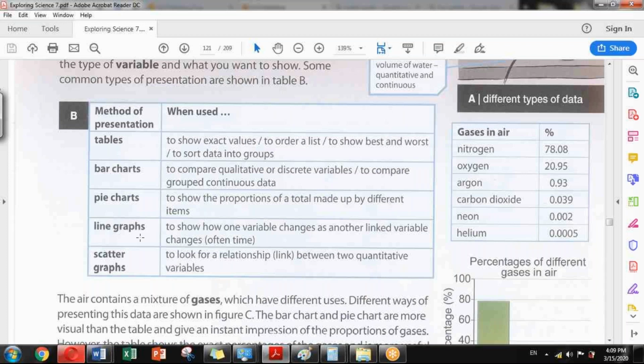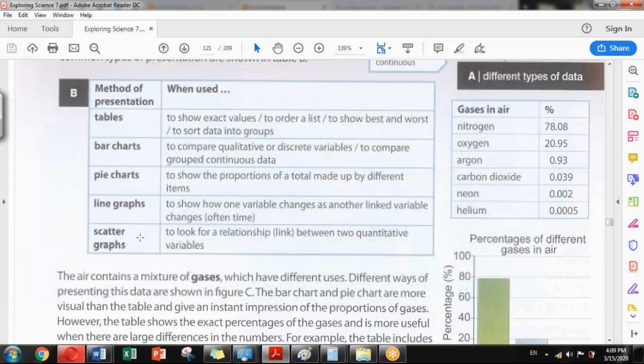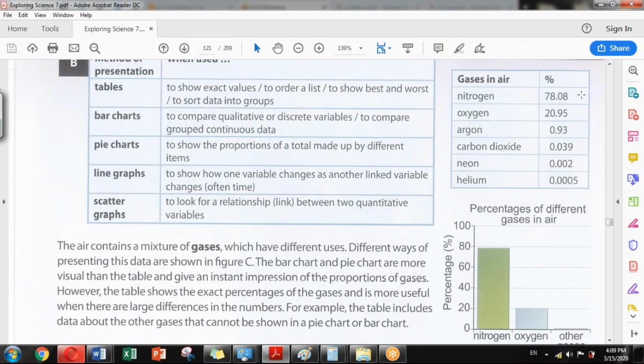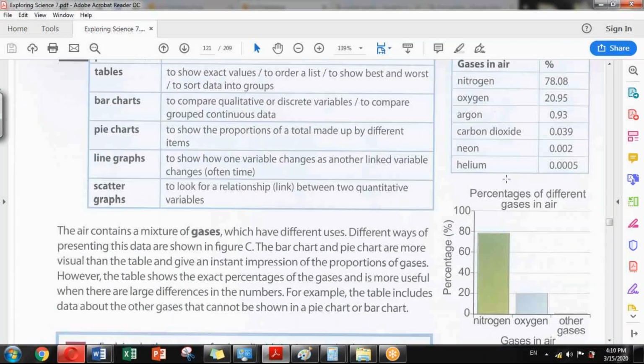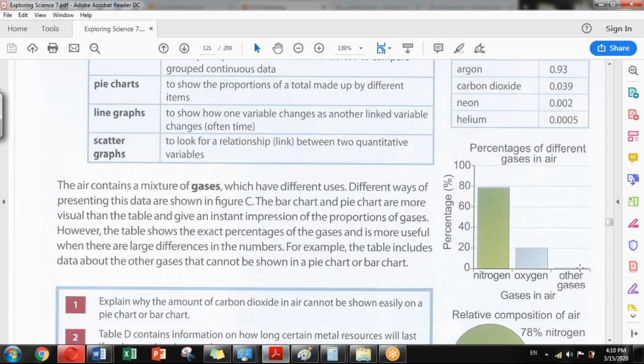The first one is information, where the composition of air is given with a table. Look, a table, and the information is given in the table. Nitrogen 78, oxygen approximately 20.95, argon, carbon dioxide, neon, and helium. And the percentages are given very exactly. So if you want to show exact percentages, you can use those. Look at the bar chart: percentages of different gases in air, nitrogen, oxygen, and other gases.